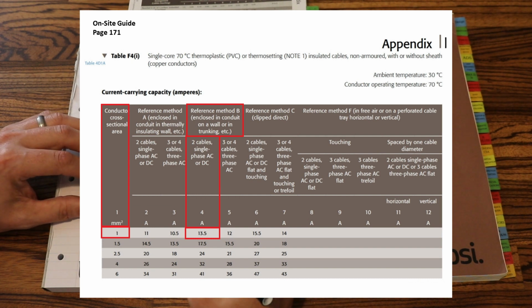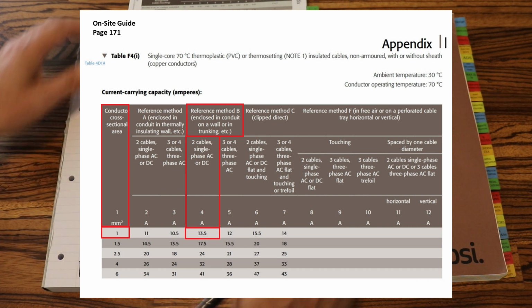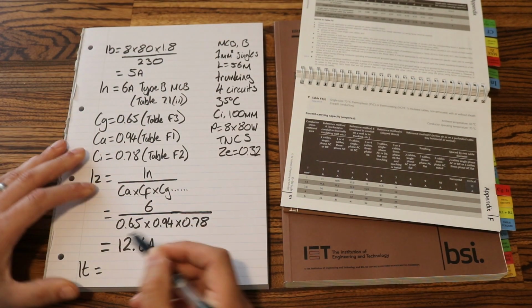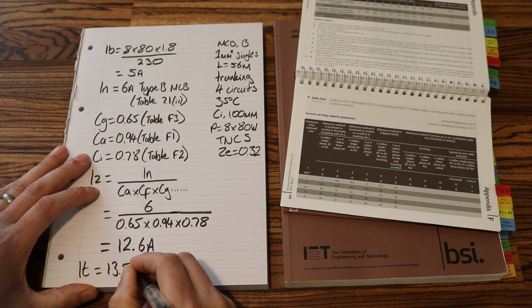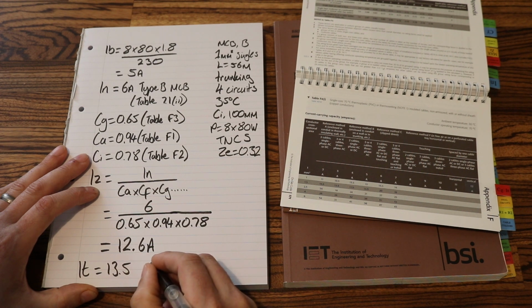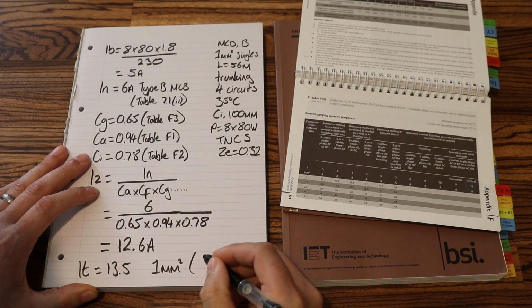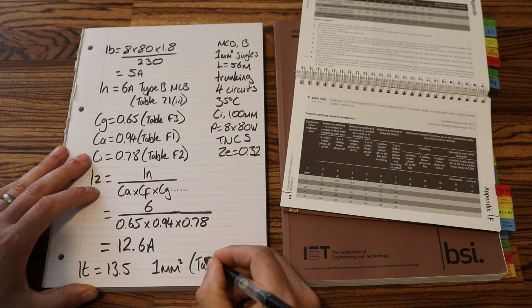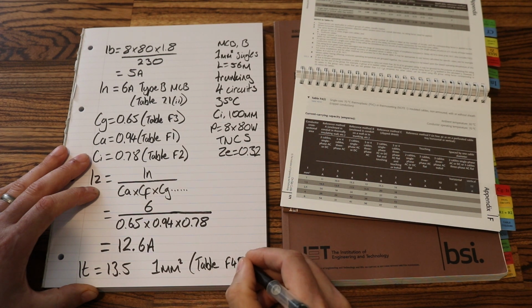And straight away I come to 13.5. So that is my IT value, and if I now look at column 1, I can see this cable size, that is 1mm cable. So let's go ahead and write those values down. So IT is 13.5, and I had 1mm cable, and reference the table, table F4I.